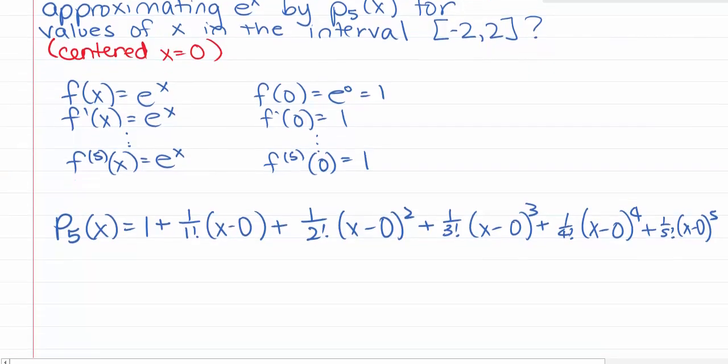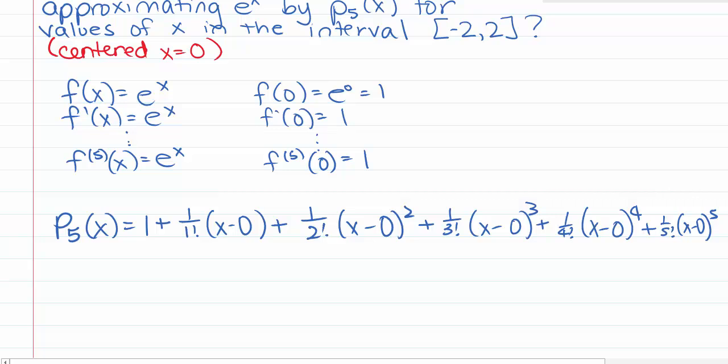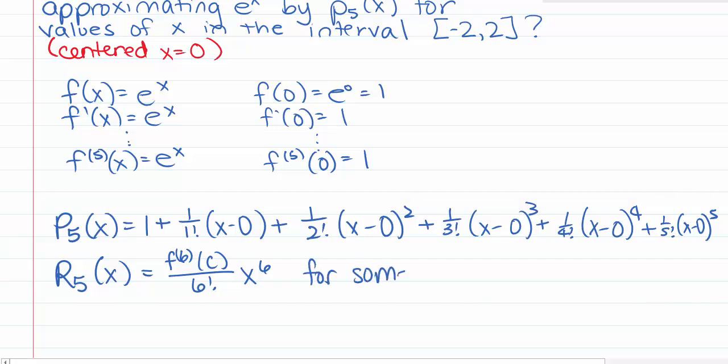So if we want to approximate the remainder, we want to look at the remainder sub 5 of x, and we know that that's going to be the 6th derivative. But remember, now this is at this point c that we don't know what it is. It's just in the interval. Over 6 factorial x to the 6th. A is 0, x minus a is just x. And this is for some c between 0 and x.